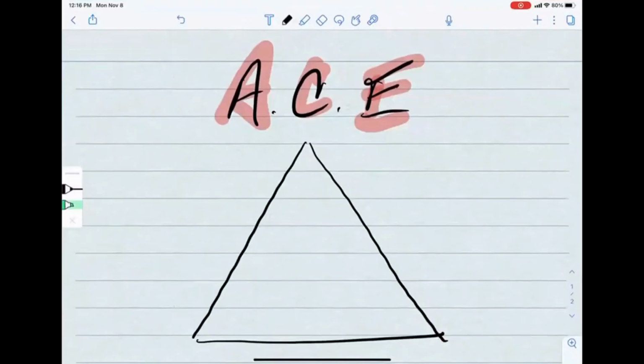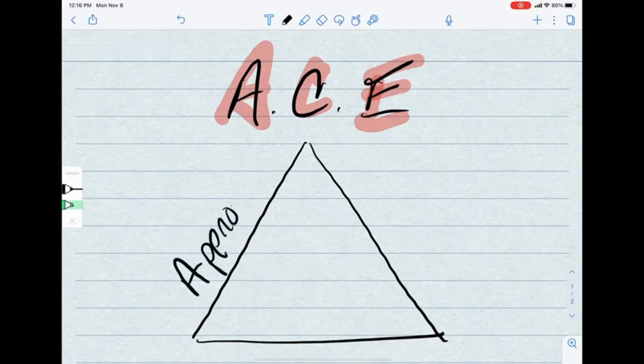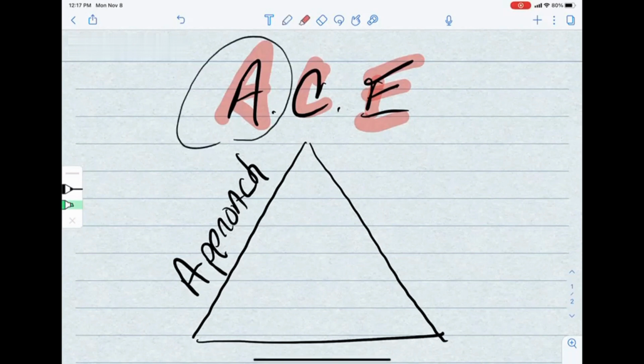And we talked about, remember, the ACE agent or the ACE prospector, the ACE conversationalist. And I want you to write ACE because you need to learn these three areas really well. We'll talk more about it this month. But to be an ACE salesperson, ACE prospector, you've got to know the A stands for approach. This is going to be the approach that you have with people.